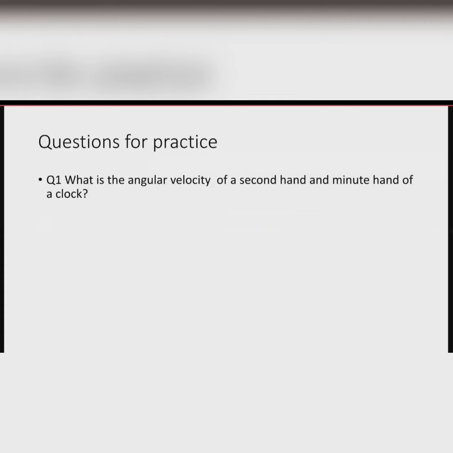This is our question number 1. Very popular question. What is the angular velocity of a second hand and minute hand of a clock? Now, what would be the angular displacement in this case? Tell me. Zero.